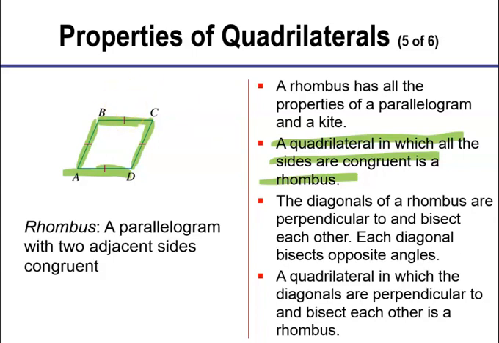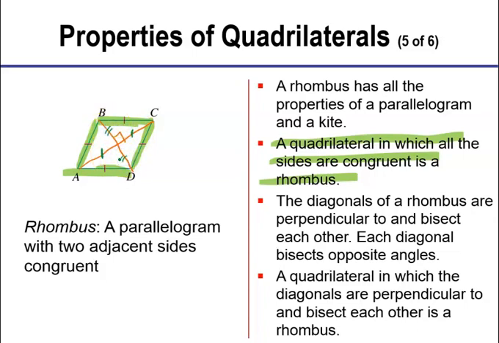Okay, now the diagonals of a rhombus are perpendicular to and bisect each other. Okay, so the diagonals, there's a diagonal and there's a diagonal. They're saying they are perpendicular to each other, so that's a right angle right there, and all four of those are right angles, and they bisect each other. So this length and this length are the same, those are equal, and this length are equal.